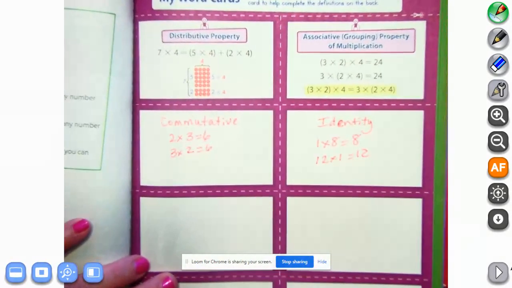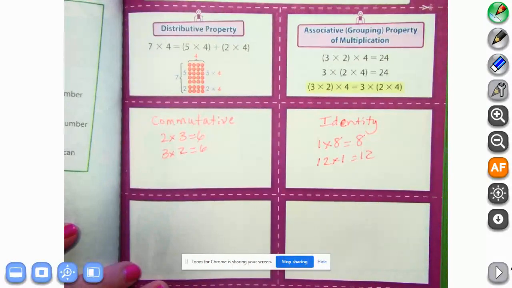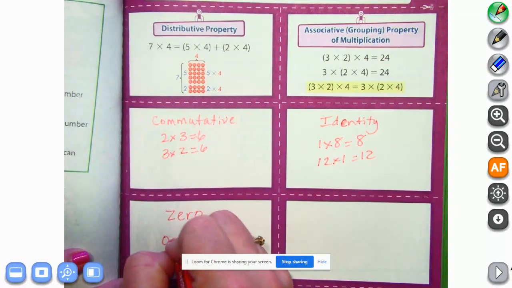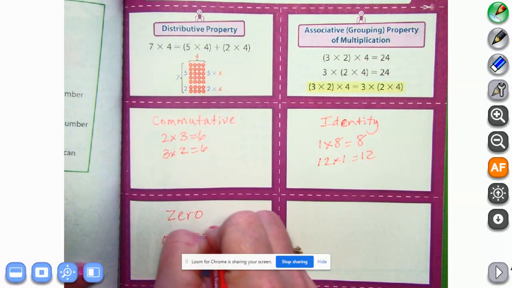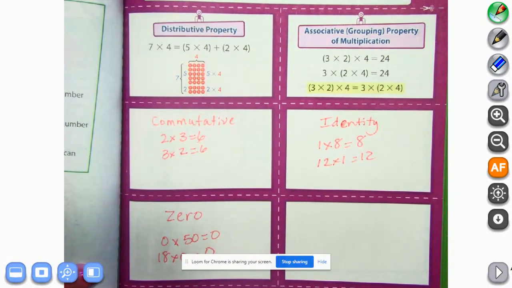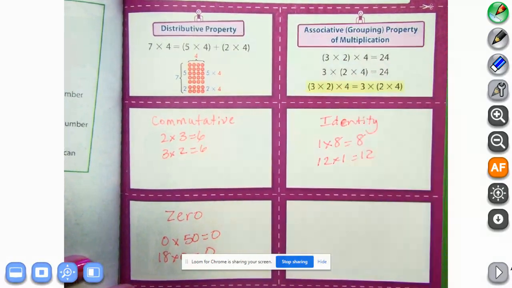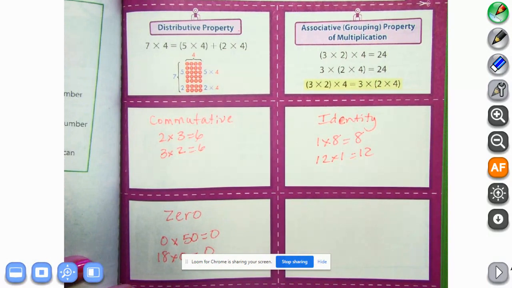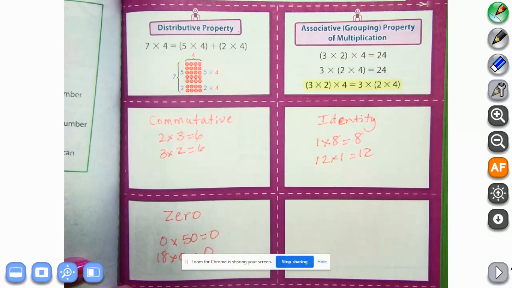And then we have the zero property, which is like 0 times 50 equals 0, 18 times 0 equals 0. And now we're going to learn about the distributive property. If you want to copy this down, go ahead and push pause for a second and get that down and then come back.